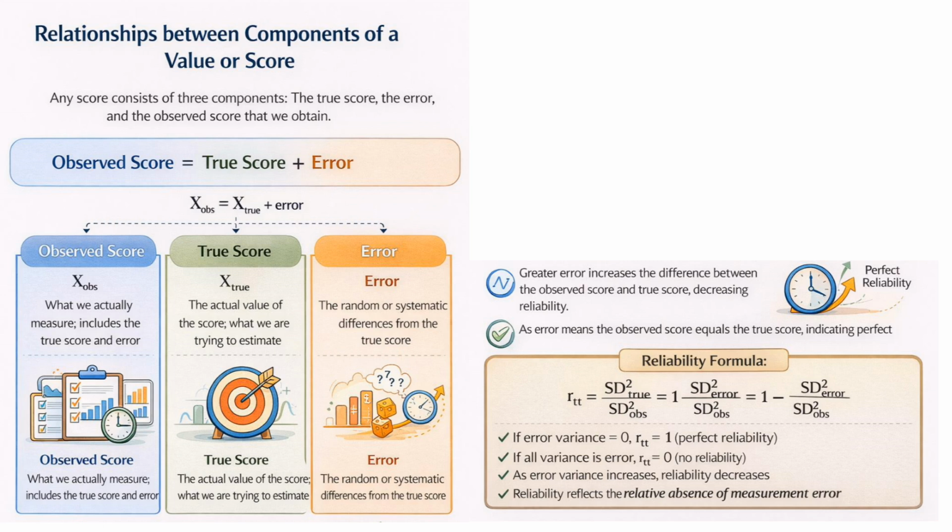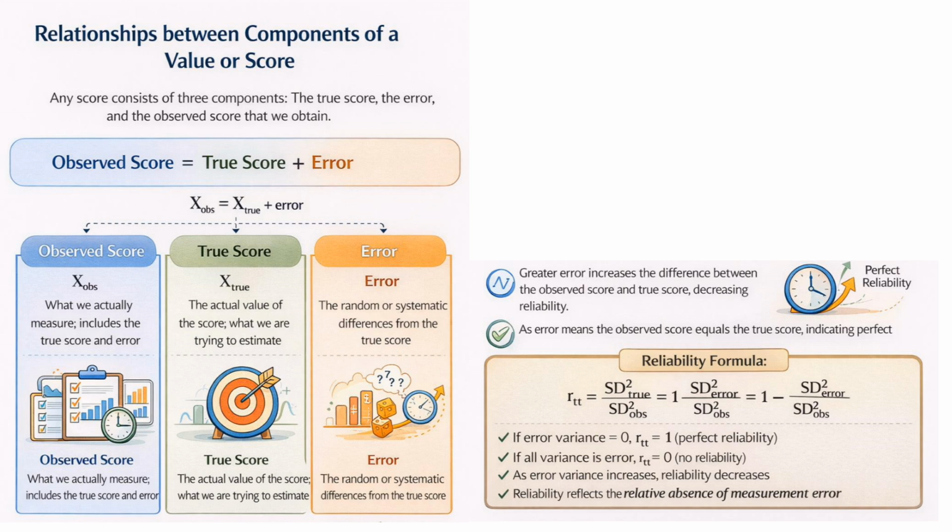Every score has 3 components. Let's begin with the basic idea shown at the top of the slide. Any score we observe in research consists of 3 components: the observed score, the true score, the error. In simple terms, what we measure is never perfectly pure. The core equation, very important. The central equation here is observed score equals true score plus error, or in symbols, X observed equals X true plus error. This equation comes from classical test theory, and you must remember it.